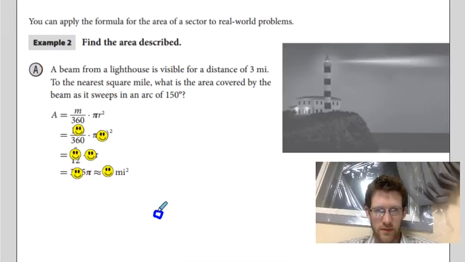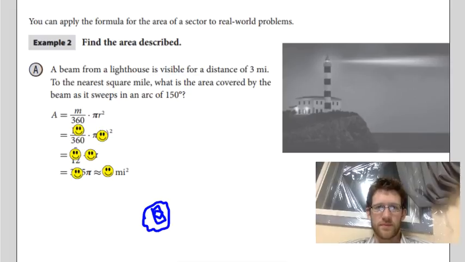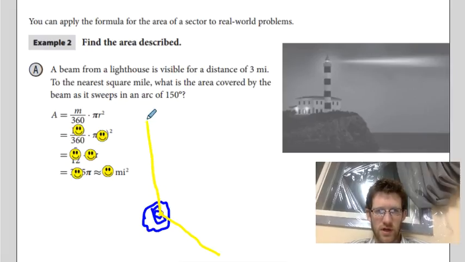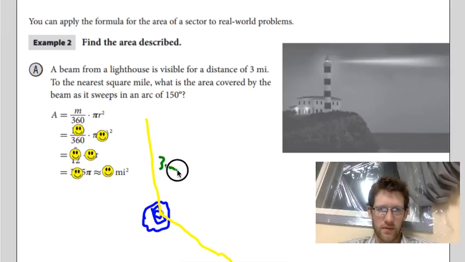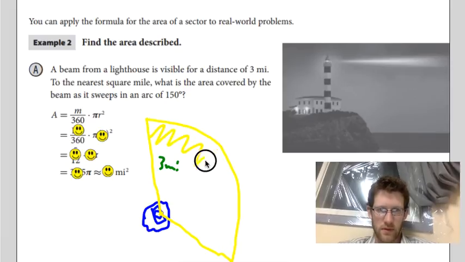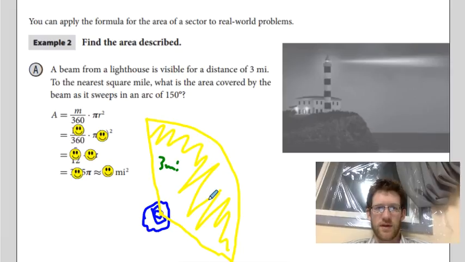Here's our lighthouse. I'm going to make it cool looking. It's like it's on a jagged rock too. Here's the rock. Cool. Use yellow, I guess. So it has a beam, and as it's sweeping in an arc, it's going to start down here. It's going to sweep up 150 degrees, so close to 180. And the distance that it can go, because it's all foggy, is 3 miles. Is that the radius? We want to know what the area of that sector is.